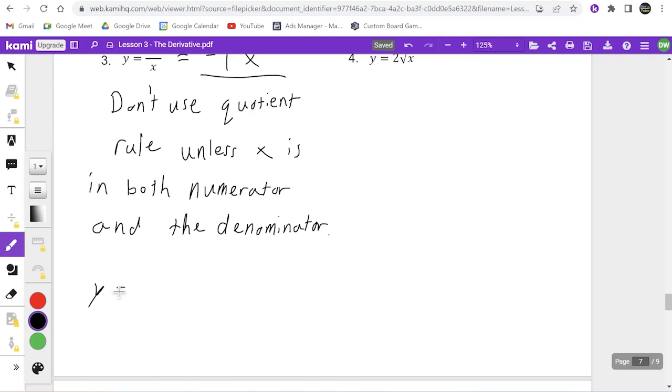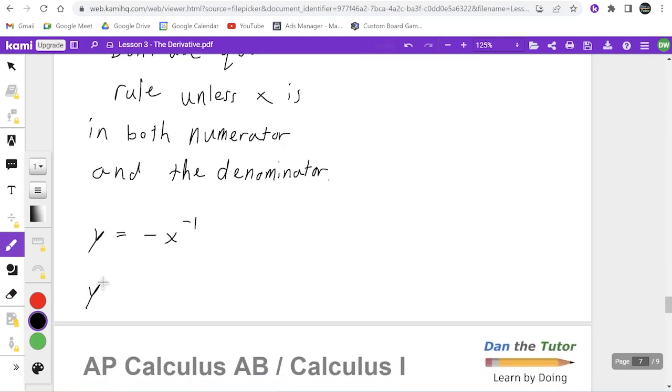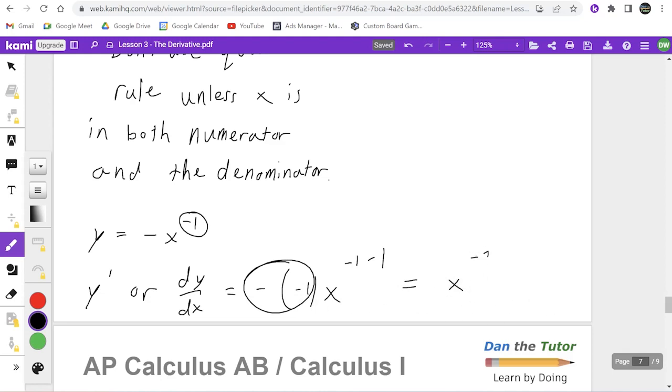So basically what I'm saying is y equals negative x to the negative 1, which means y prime or dy dx, if you want to call it that, I don't care. Y prime or dy dx equals negative times negative 1, because that's the power, times x to the negative 1 minus 1 power, which is negative 2. So that means the answer is double negative right here means positive 1, x to the negative 2 power. That's one correct answer. The other correct answer is 1 over x squared. I don't care which one you write. Personally, I prefer the right one because I don't like negative exponents, but technically both are right, so I really don't care. Any questions on that one?